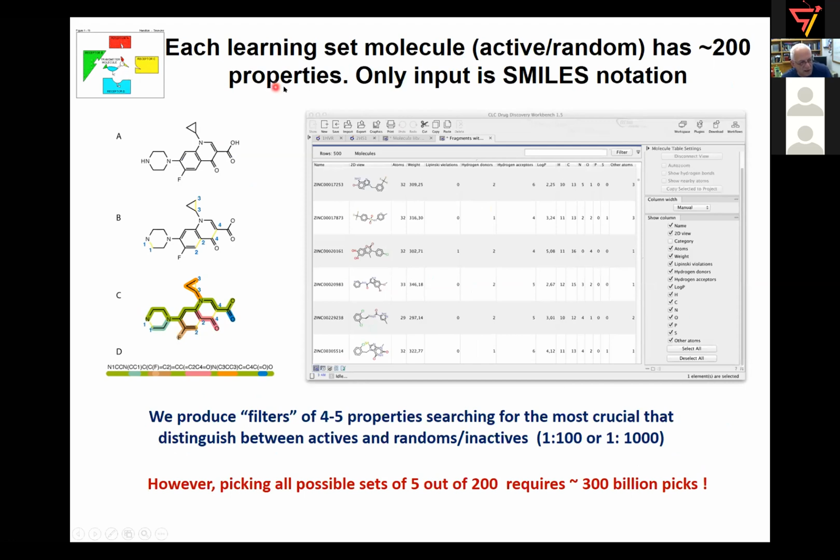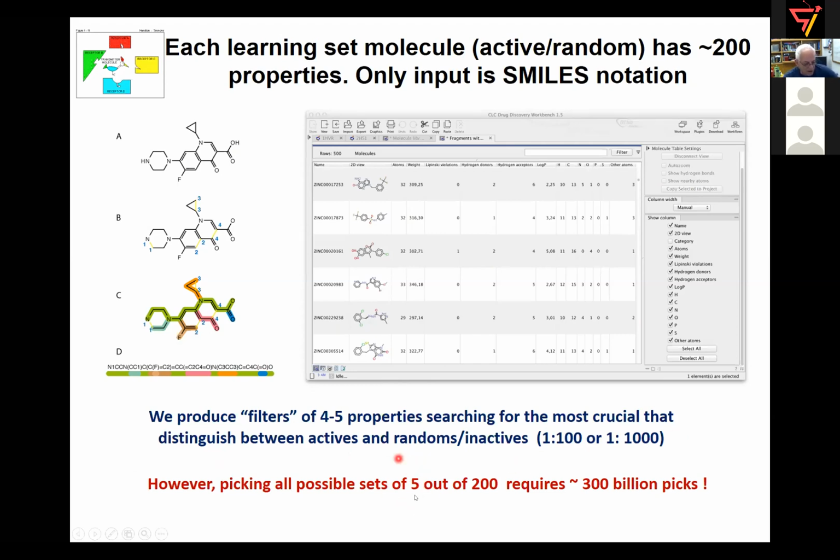Each molecule of the learning set, as I said, has about 200 properties. The input is the SMILES notation. The program calculates through the SMILES notation all those 200 properties. And once we have those properties and we know the activities of all those molecules, we try to produce filters, each filter of about 4 to 5 properties, where we search the most crucial properties that distinguish between actives and the randoms, as I told you, diluted either 1 to 100 or 1 to 1,000.